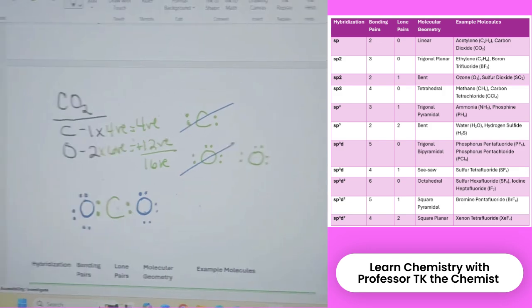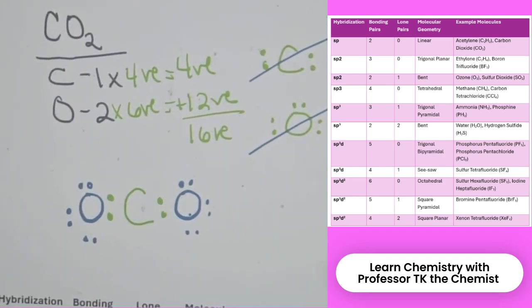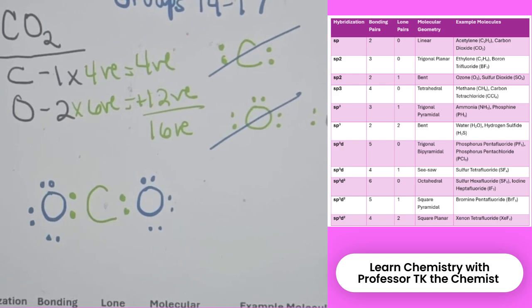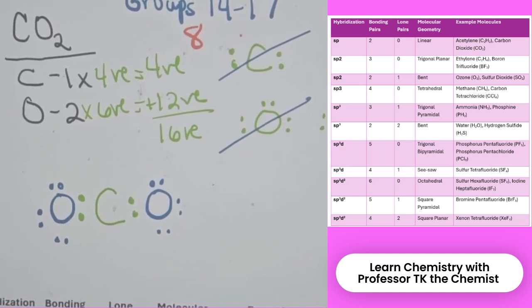Now, here's what I want you all to think about. When you look at this particular molecule right here, you have to remember that anything in groups, and let me write this down so you all can see this, okay? Groups 14 through 17 must have 8. Groups 14 through 17, they must have 8 around the central element, okay? The center element must have 8.